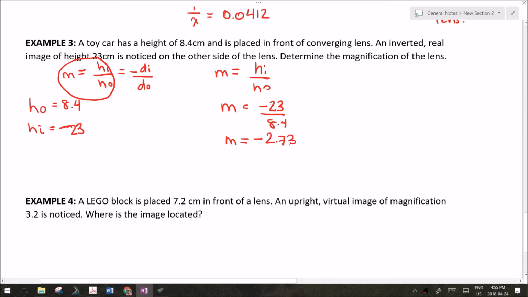That seems a bit weird, right? Well, why is my magnification negative? That's because we have an inverted image.